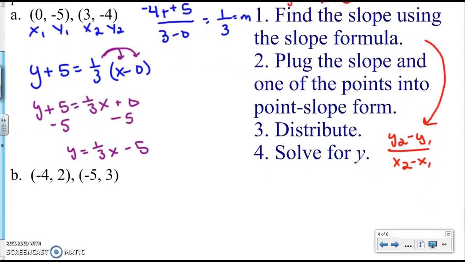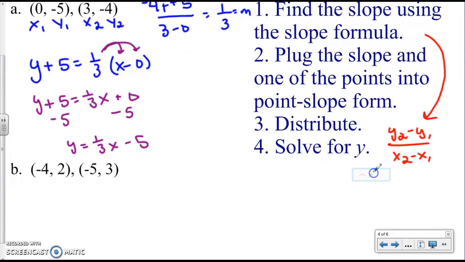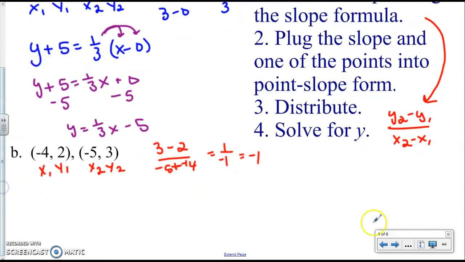Okay, let's do one more. We'll start by finding the slope. So I have x1, y1, x2, y2. So y2 minus y1 over x2 minus x1. And 3 minus 2 is 1. Negative 5 plus 4 is negative 1. So when I simplify, I get negative 1 there. We're going to plug that in.